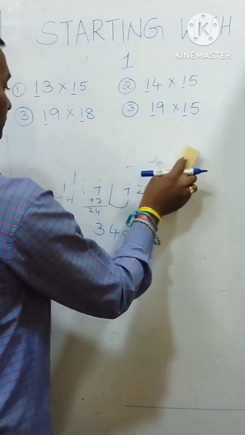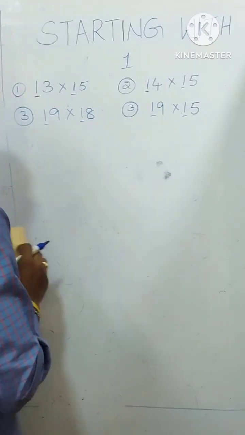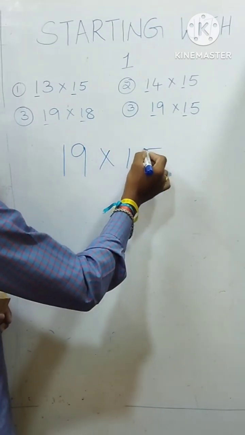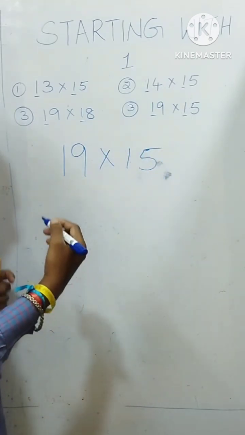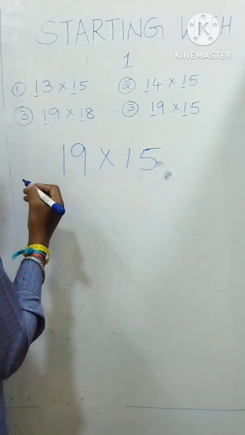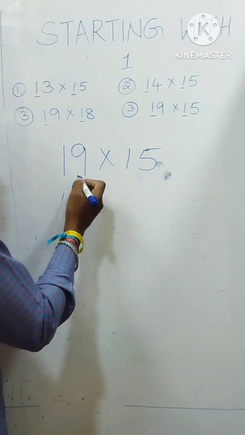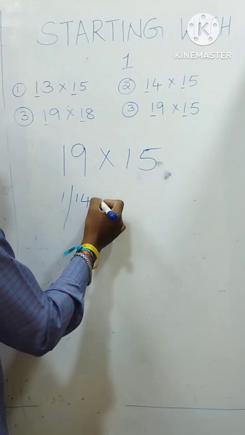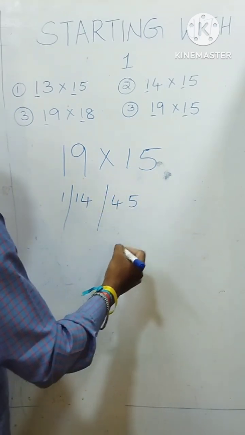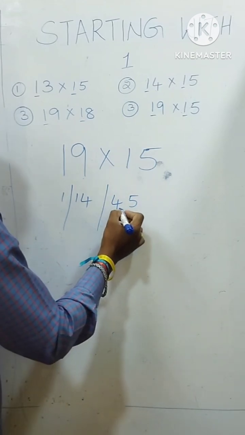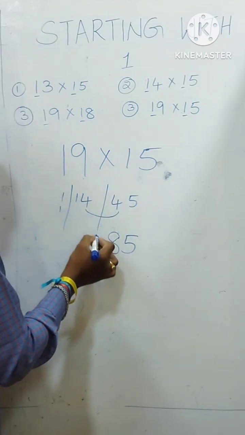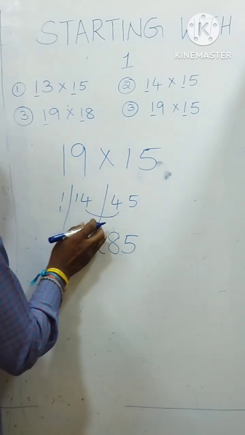Next question. 19 into 15. Guess the answer. Try to do the answer in the mind. First term, 1 into 1, 1. Next, 9 plus 5, 14. 9 into 5, 45. Now, we will write the final answer. 5 here. 14 plus 4, it becomes 18. 8 here, 1 carry forward. 1 plus 1, 2. 285.